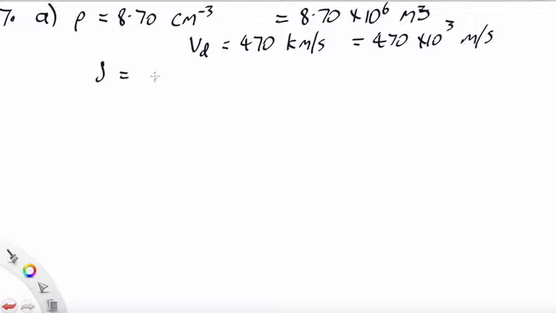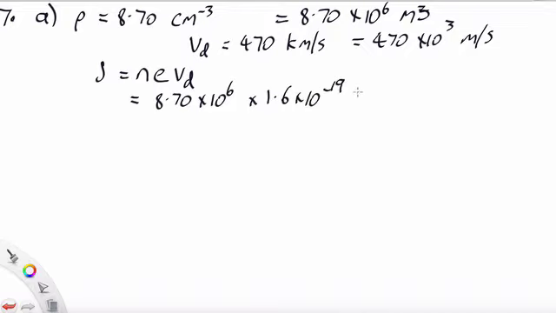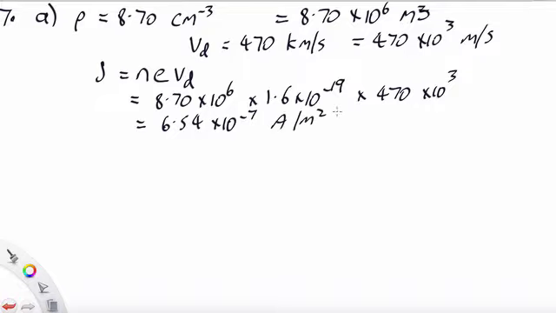Now the current density is the number times the charge times the drift speed. So we have 8.7 by 10 to the 6 per cubic metre. The charge is 1.6 by 10 to the minus 19. And the speed, 470 by 10 cubed metres per second. And that gives us 6.54 by 10 to the minus 7 amps per square metre.